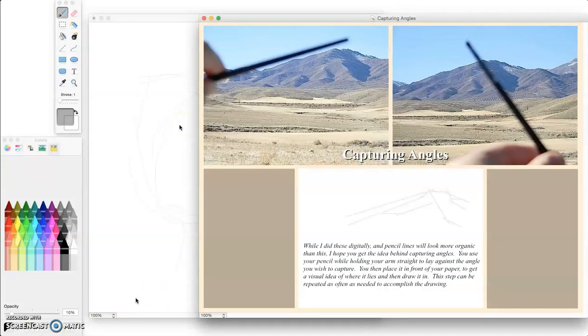This graphic here illustrates a point. I want to talk about capturing angles. With the tool that I'm holding in my hand, I hold it out in front of me so that I can lay the tool right against the angle I want to capture. I get a sense of that, I lay it across my drawing surface, get a mental picture of that, and then draw that in there. And that's how that happens. These lines are done digitally, and pencil lines will look more organic than this, but hopefully you get the idea behind capturing angles.